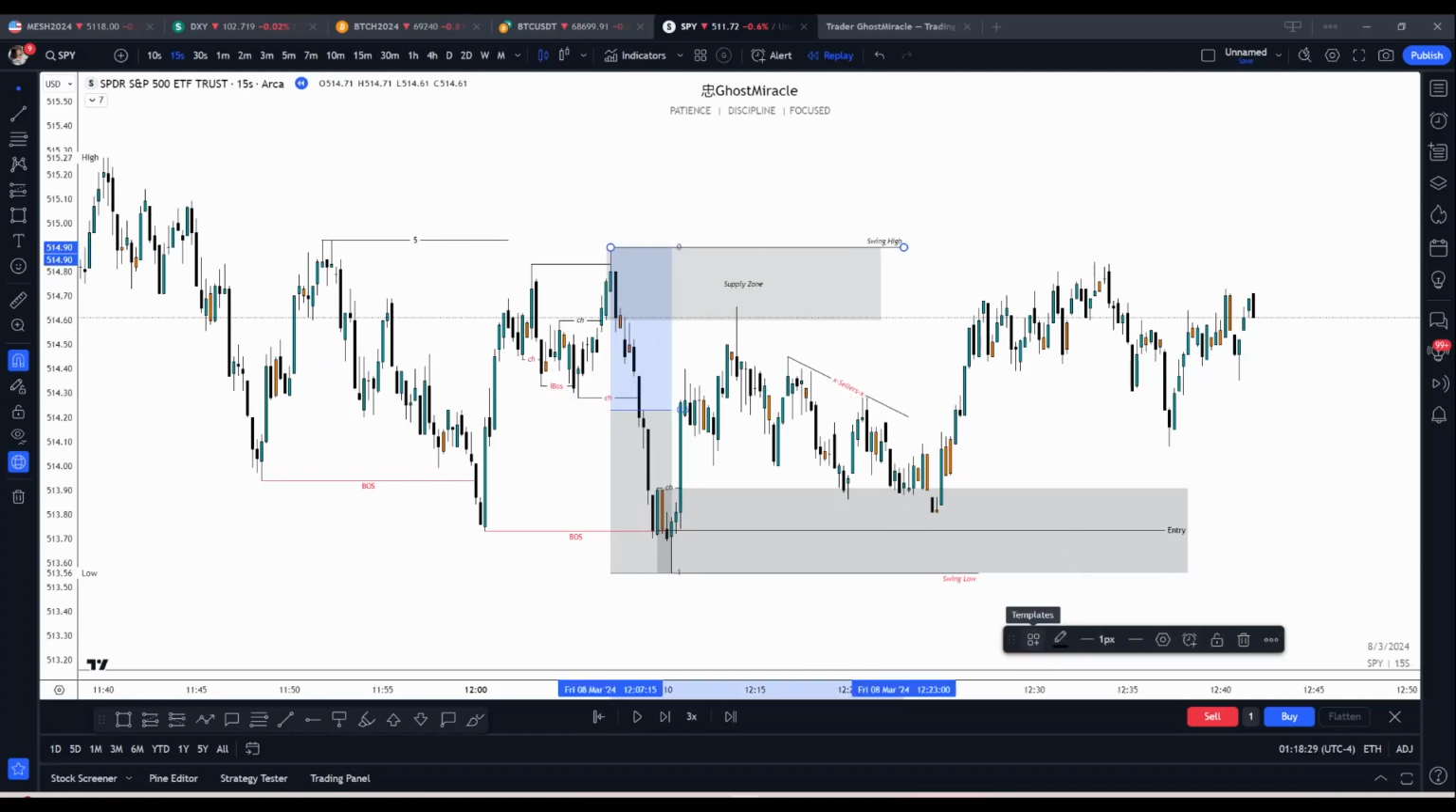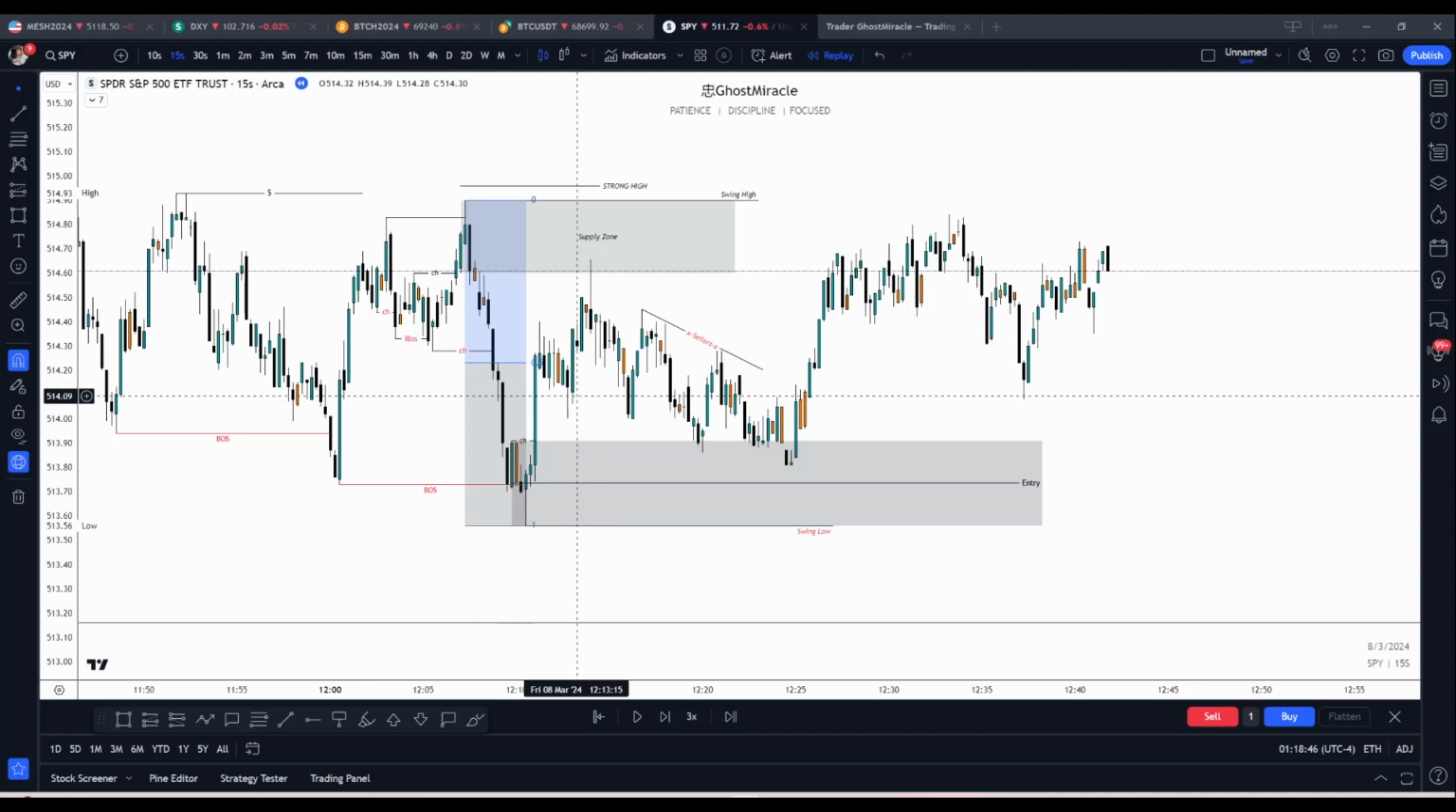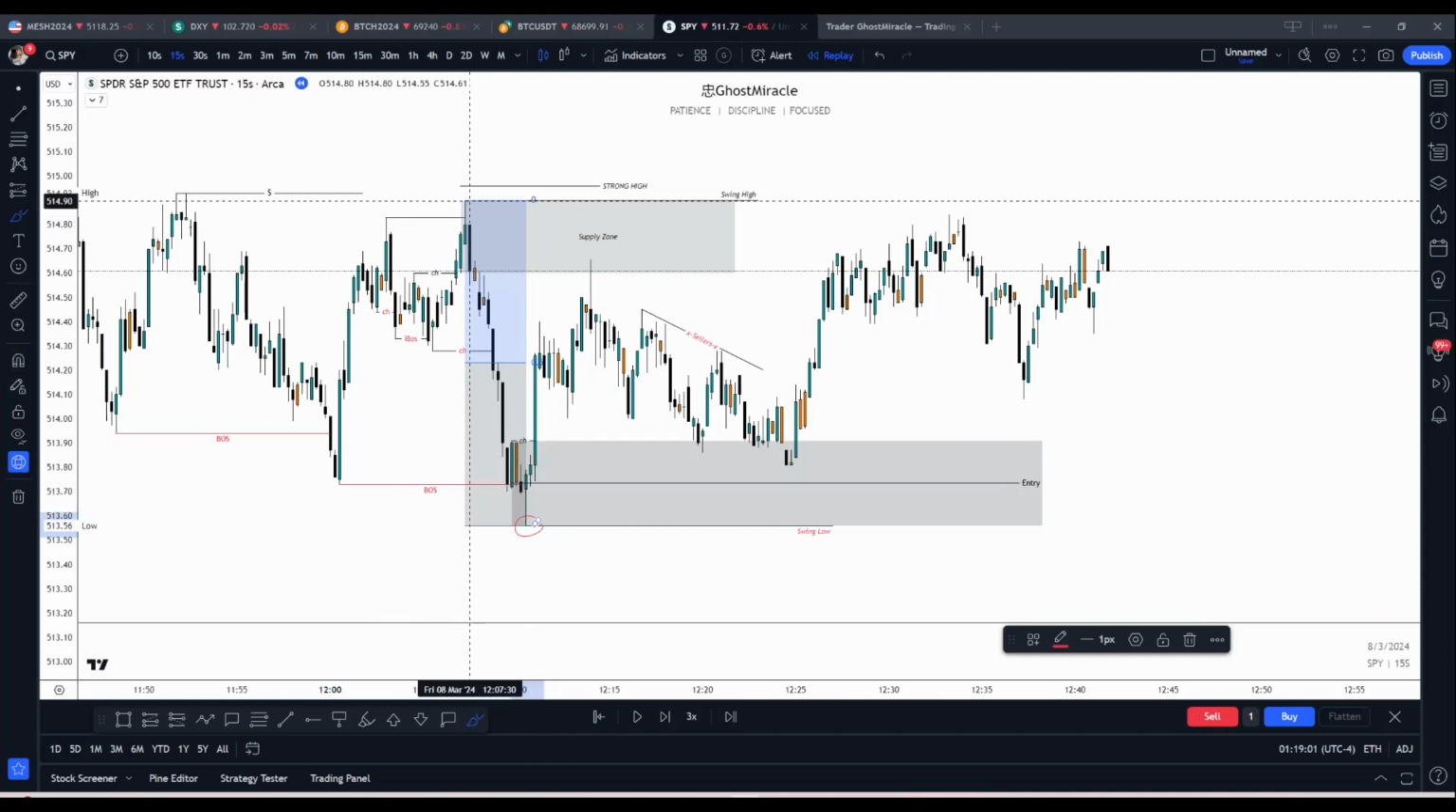On top of the fact that it broke this low, so now this is a strong high. I'll just do these. So now this is a strong high. And this low is your swing low. So you would be looking for this low here, this low here, let me turn this off, to overall break this high, right?